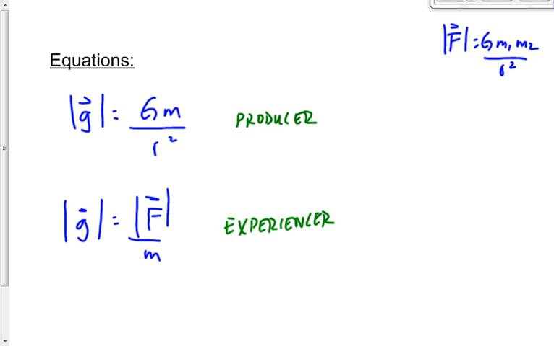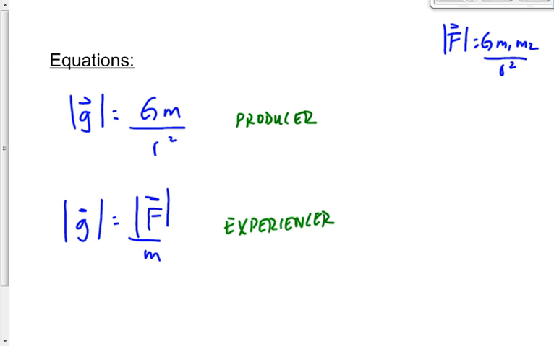When you have information about what causes the field, what produces the field, you'll use the first equation. When you have information, that would be the Earth, right? In many cases. When you have information about what feels the field, what experiences it, what's exposed to it, then you're going to use the second equation, the experiencer equation.